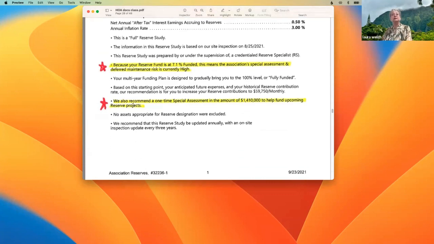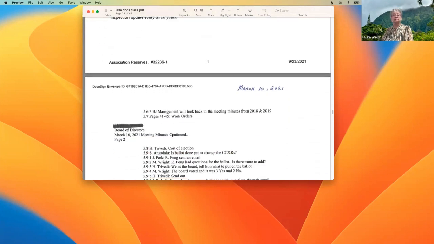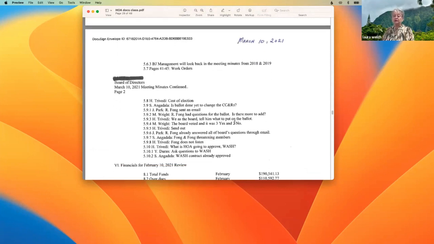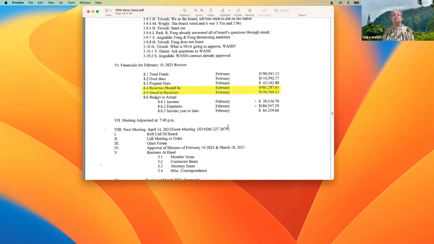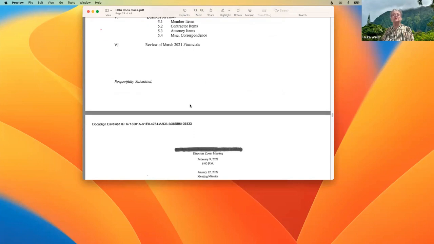Oh, here's another recommendation. A one-time assessment in the amount of $1,410,000 to help fund upcoming reserve projects. This is why you read the reserves. And this is why you read meeting minutes. Oops, here we go. Sorry, this is still the report. So we're seeing in here, they're in deep doo-doo.